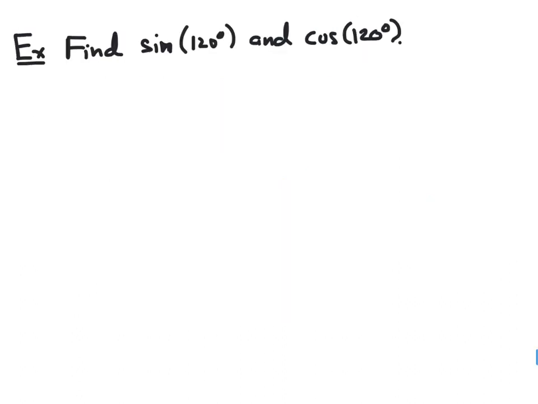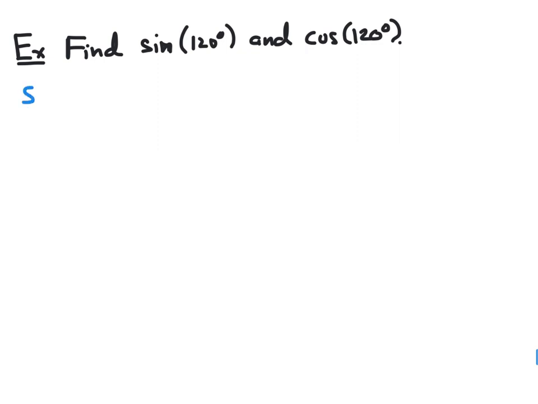In this example, we would like to find the sine and cosine of 120 degrees. First, notice that we could do this problem without using any of these identities, as 120 degrees has a reference angle of 60 degrees in the second quadrant, and so we can use reference angles and the sine and cosine of 60 degrees, which we know, in order to do this. However, for this example, let's use the double angle identities to illustrate how they can be used.